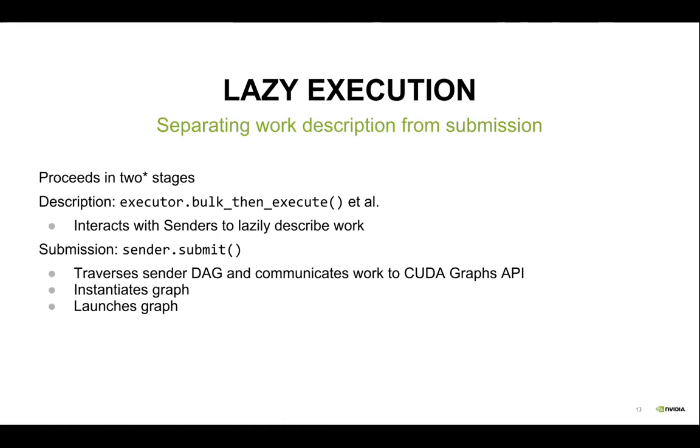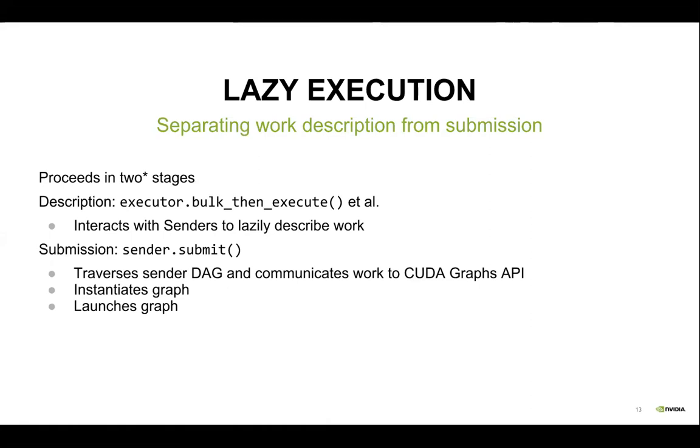But the first stage is this description phase where we're talking to the executor through functions like bulk then execute to describe the tasks that we want to execute, and each one of those calls consumes a sender and then produces a sender that I can use as a parameter to some next phase of the task. And then finally, when I've described everything with the executor, I can submit the work for execution by interacting with the sender through .submit.